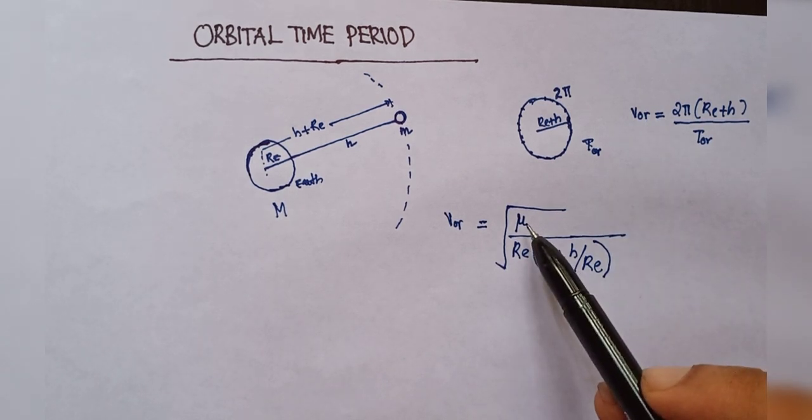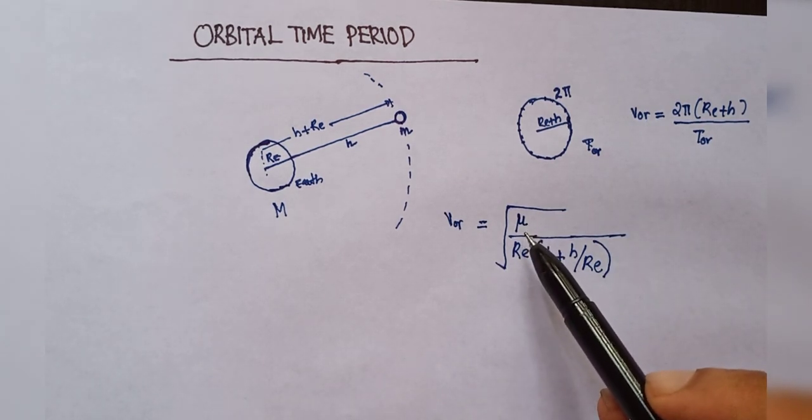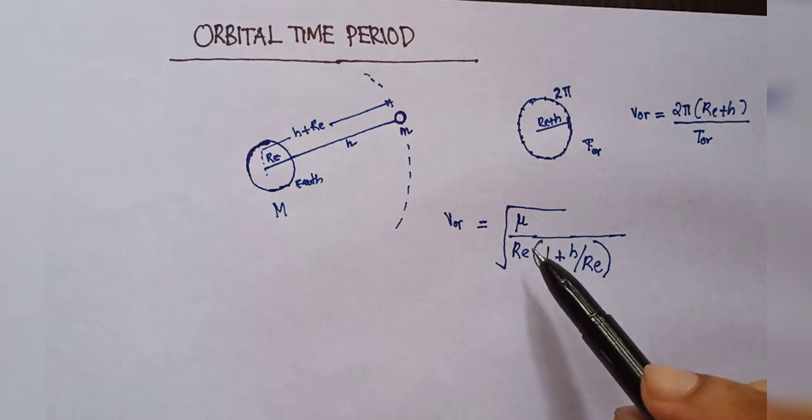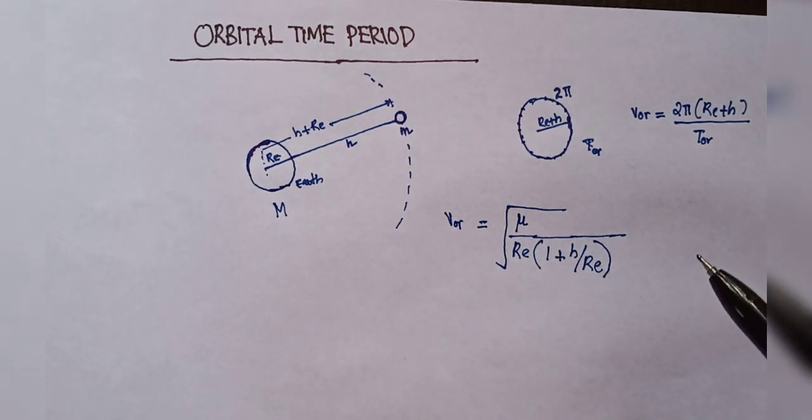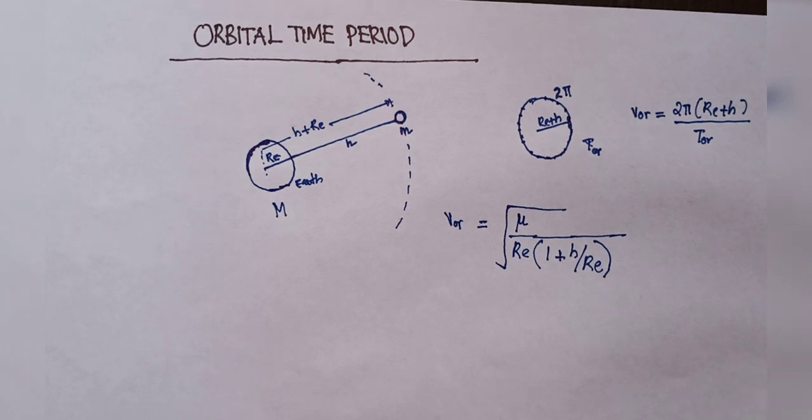Which is equal to root of mu by Re. Mu is a gravitational parameter, which is equal to G into M, where G is the gravitational constant and M is the mass of the Earth, which has a finite value that you can check later in the reference data book for different planets. In any web search, you can find the values. I don't want to explain that. I think the term mu is much more important as far as your studies are concerned, especially in space mechanics.